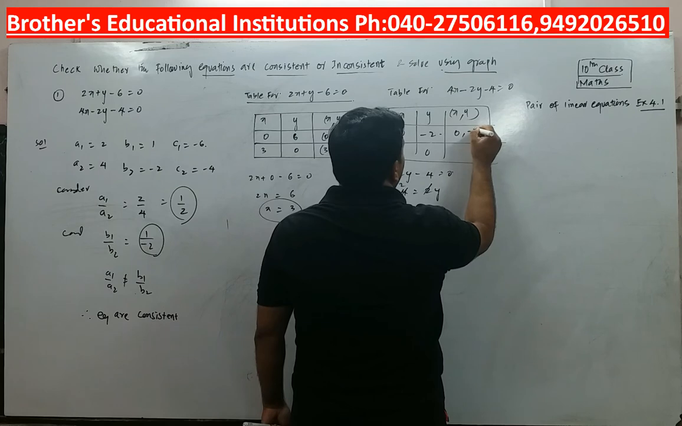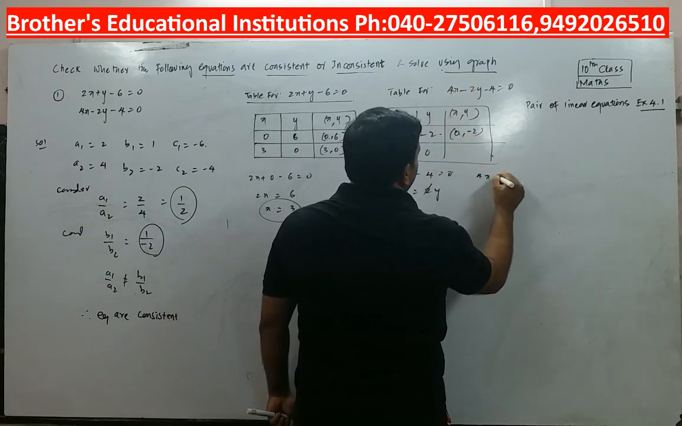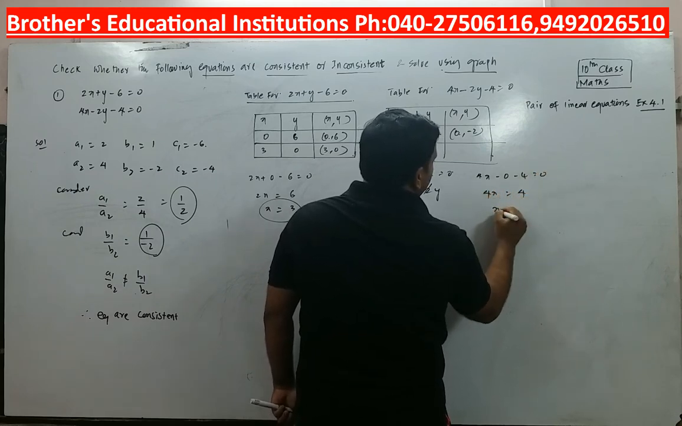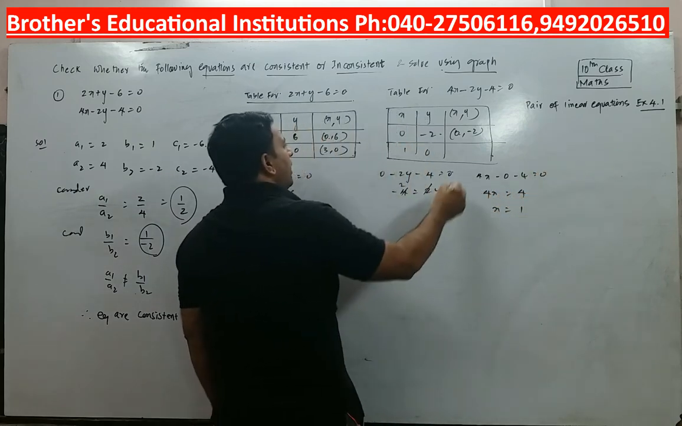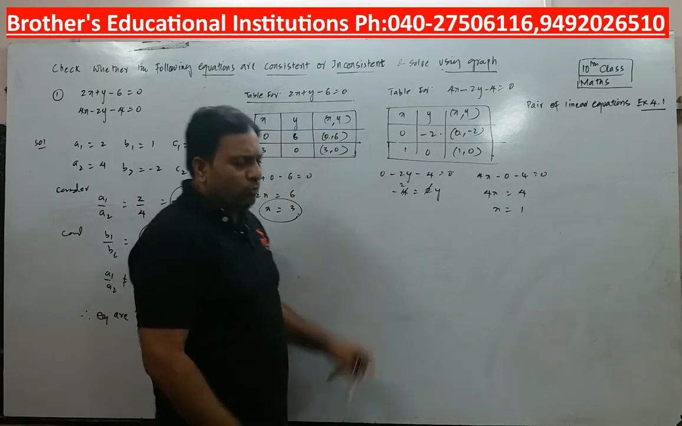Ordered pair 2 comma minus 2. Now next time I will take y is equal to 0. So 4x minus 0 minus 4 is equal to 0. 4x is equal to 4. x is equal to 4 by 4, 1. So the ordered pair is what? 1 comma 0.